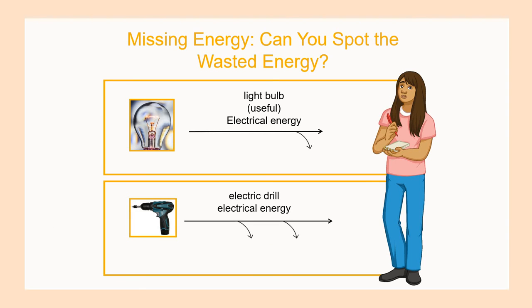Okay. These are the beginnings of some Sankey diagrams. So, have a think. We have our light bulb. What is the useful energy output? And what is the wasted energy? Pause the video and do the same for the drill.